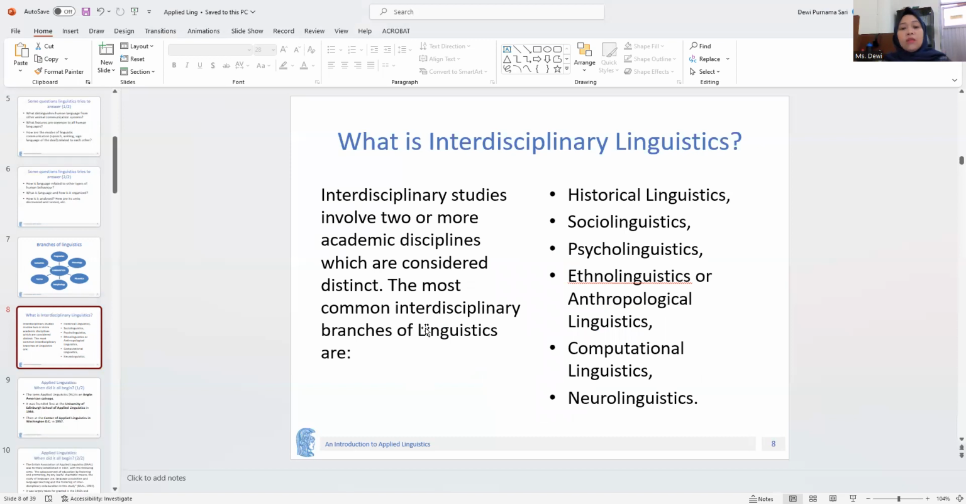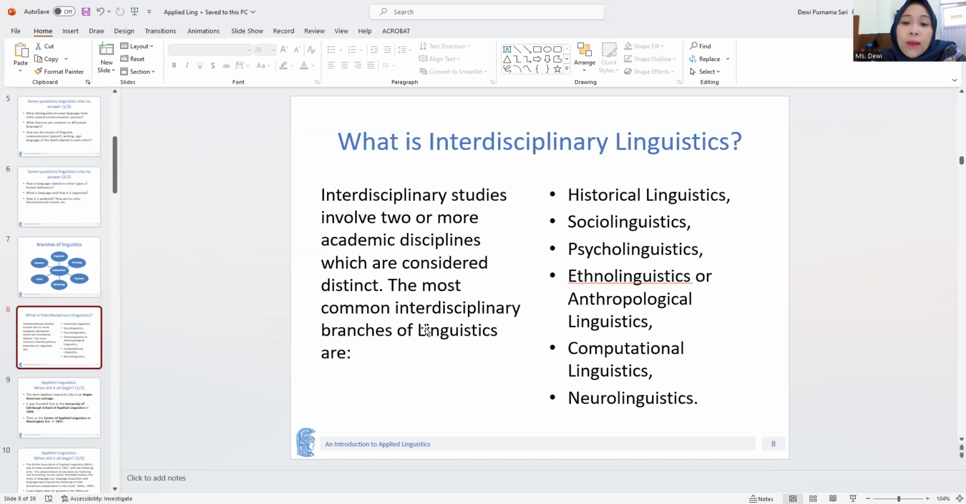Next, we have interdisciplinary linguistics. So interdisciplinary studies or linguistics involve two or more academic disciplines which are considered distinct. The most common interdisciplinary branches of linguistics are, so these studies are called interdisciplinary linguistics, for example, historical linguistics, sociolinguistics, psycholinguistics, ethnolinguistics, or anthropological linguistics, computational linguistics, and also neurolinguistics.